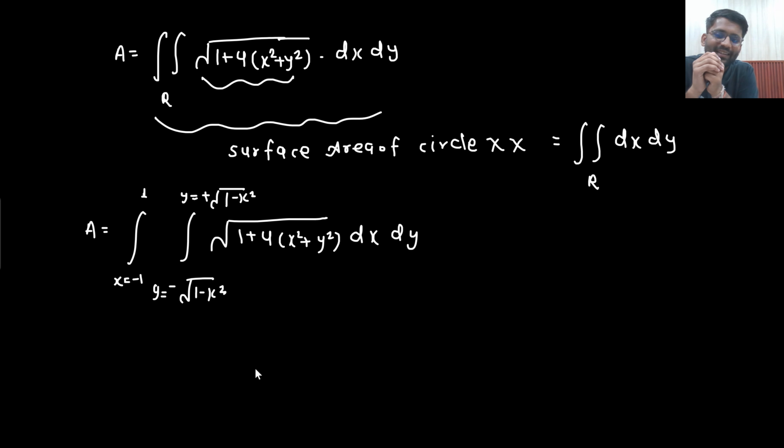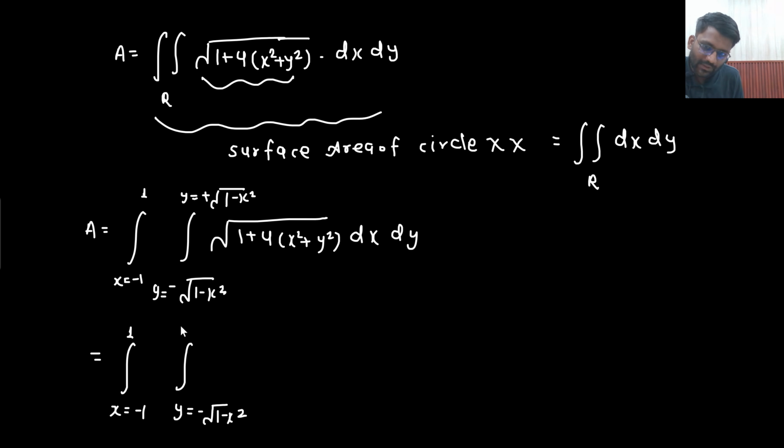Is it very easy to solve now? What do I need to do? x is going from minus 1 to 1. First, I need to solve it with respect to y. That means y is going from minus under root 1 minus x square to plus under root 1 minus x square, and under root 1 plus 4x square will be treated as constant, plus y square dy.